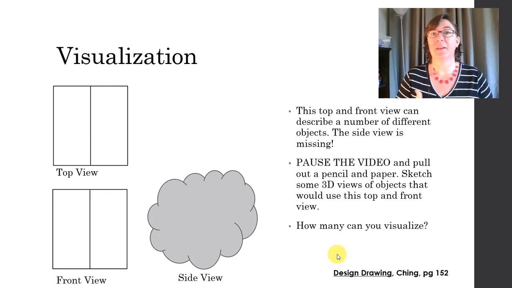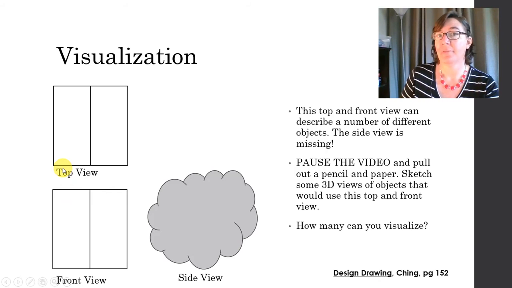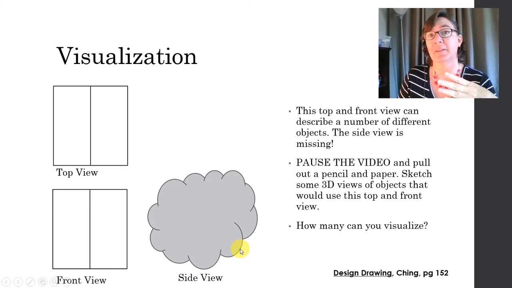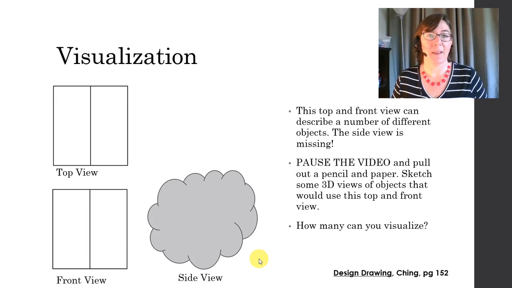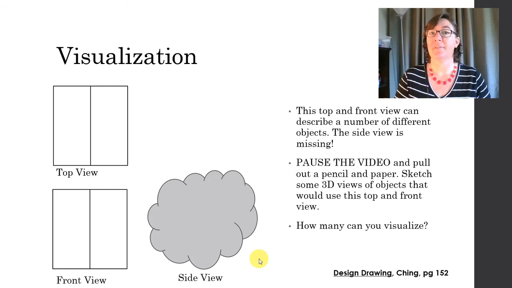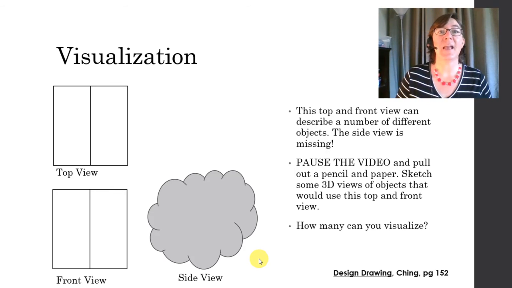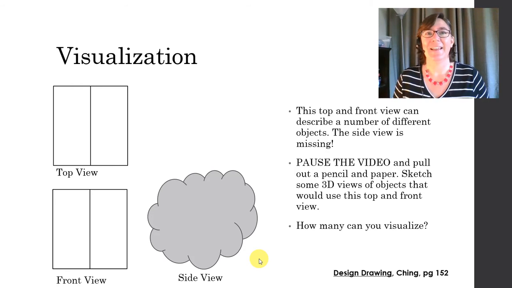So let's end this video with a little visualization exercise. Right on your screen, you have a front view and a top view of an object, but the side view is missing. What I'd like you to do is pause the video right here, pull out a pencil and paper, and sketch some possible objects that would have that same top and front view, but differing side views. All right, let's see how many you can visualize. There's pretty much an infinite number of different objects that could have this top and front view. All right, pause the video now.